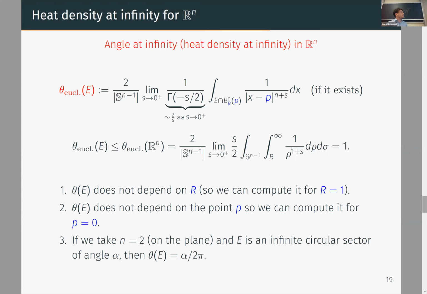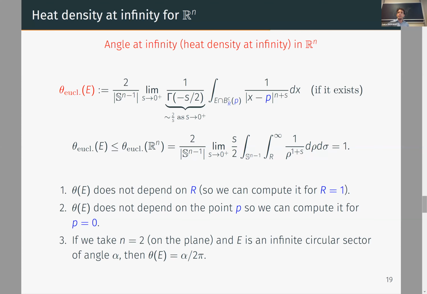Basically, if it exists, because there are sets for which this angle doesn't exist, for example sets that oscillate a lot, where maybe this limit doesn't exist. In fact, sometimes it doesn't. But it is for sure bounded by the angle of all of Rn, by monotonicity of the integral. The angle of Rn is 1, of course. And you notice that these quantities, if they exist, don't depend on R, the radius of the ball whose complement you're integrating over.